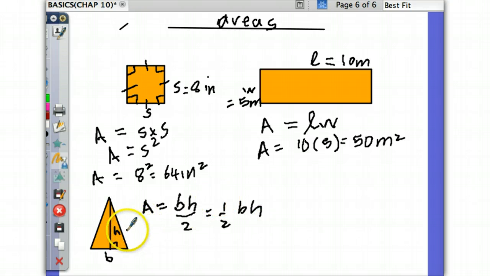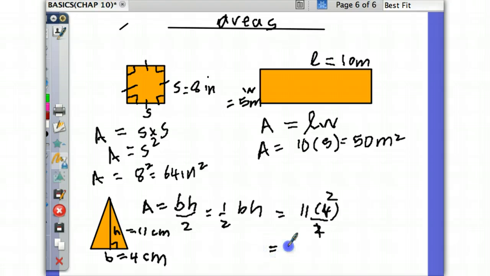So if we have a height of, let me just make some numbers up, let's say the height is 11 centimeters, and the base is 4. Then the area would work out to be 11 times 4 over 2. We can knock this down by 2, and this would be 22. Now what would be my units? If I have centimeters times centimeters, that would be what?